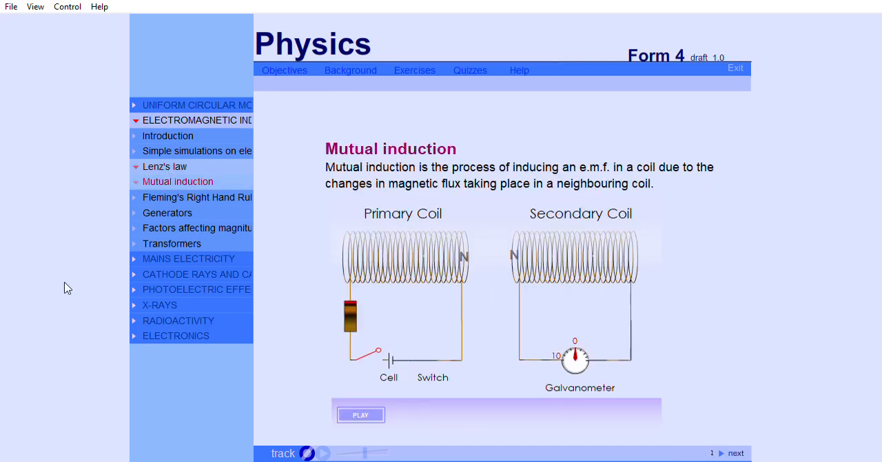Mutual induction. Mutual induction is the process of inducing an EMF in a coil due to the changes in magnetic flux taking place in a neighboring coil.